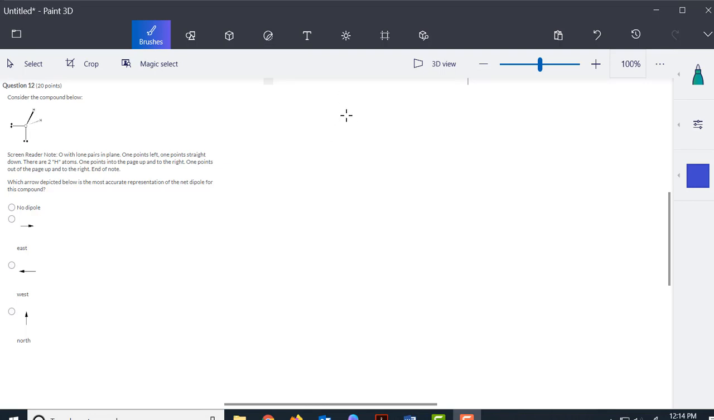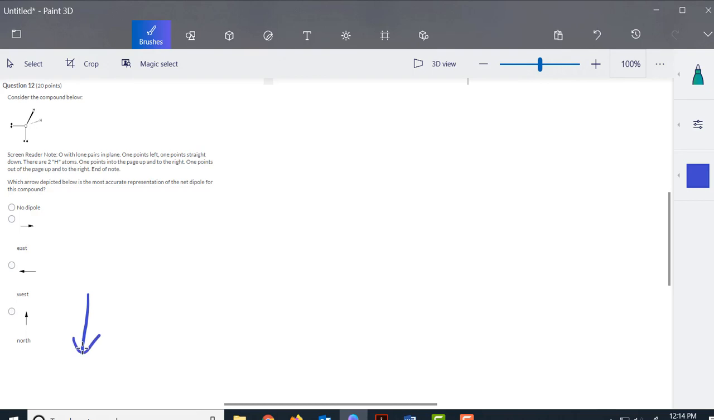In this one we're interested in the net dipole. I'm actually going to redraw this. Now keep in mind also that there are a whole bunch more answers down here as well that you can't see on the screen. But I'm going to go ahead and redraw this so it's a bit bigger, so I can draw the dipoles on a bit more easily.